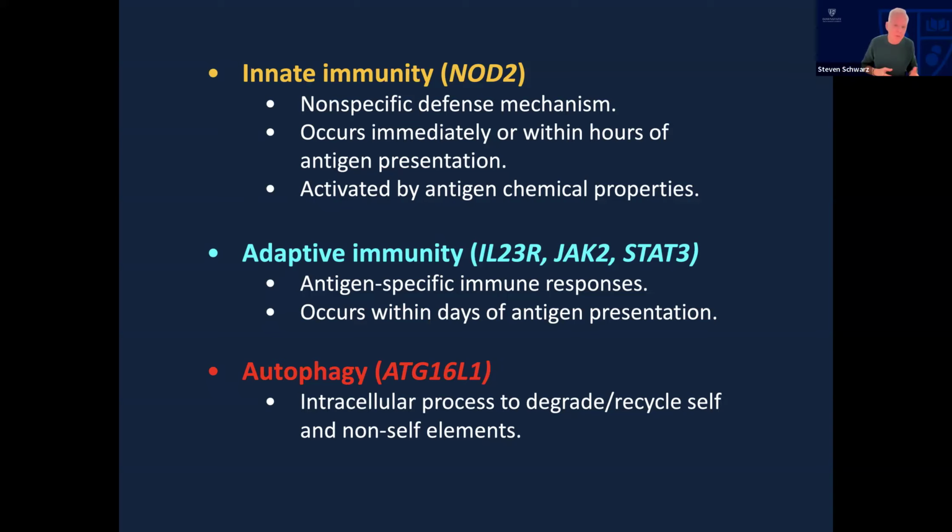And then we have adaptive immunity. Adaptive immunity, IL-23R, and we talked about the JAK-STAT pathway. We will again when we discuss the new approach to inflammatory bowel disease with the drug tofacitinib. So this adaptive immunity is an antigen-specific immune response and generally occurs within days of antigen presentation.